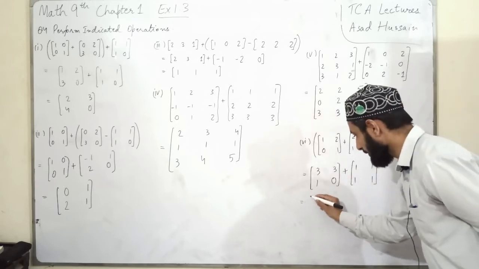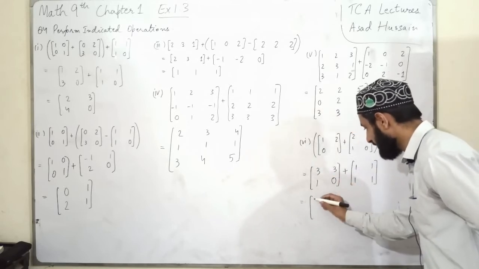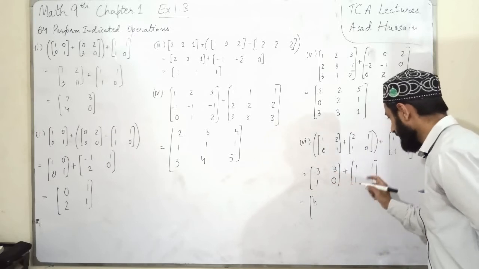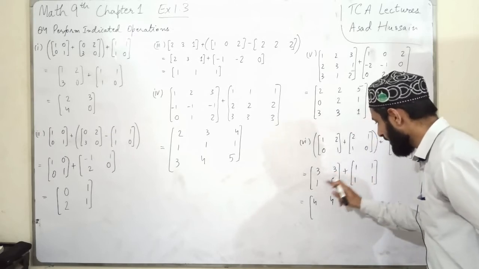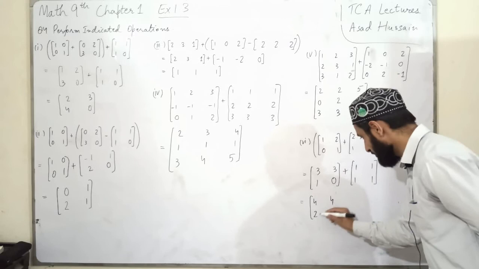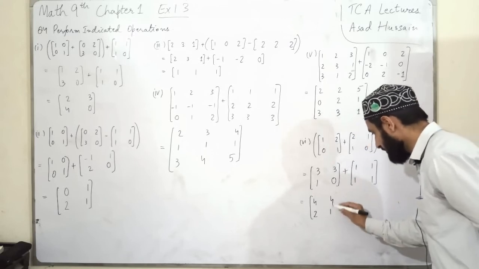Performing the indicated operation, we have 3 plus 1 is equal to 4, 3 plus 1 is equal to 4, 1 plus 1 is equal to 2, 0 plus 1 is equal to 1.